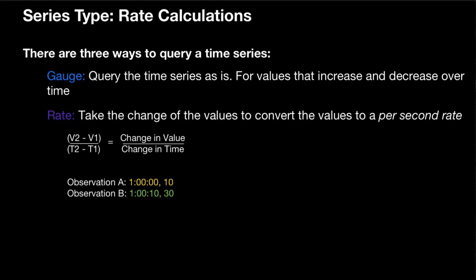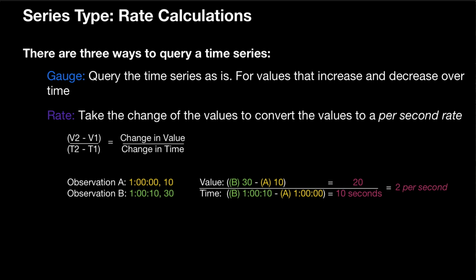So for example, we have an observation at 1 o'clock with a value of 10, and another observation at 1 o'clock and 10 seconds with a value of 30. So we have 30 minus 10 over 1 o'clock and 10 seconds minus 1 o'clock, which gives us a value of 20 over 10 seconds. And what this equals is 2 per second. So the derived observation we get from this is 1 o'clock and 10 seconds. It'll register as the second observation's time, and a value of 2 to represent 2 per second.